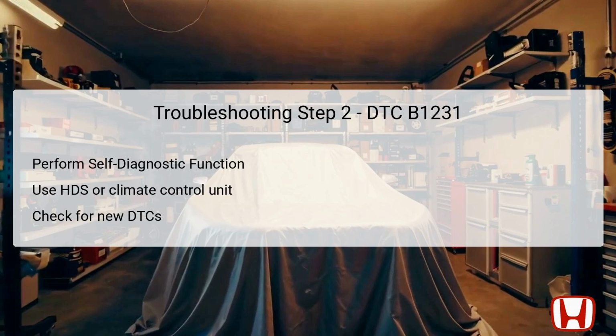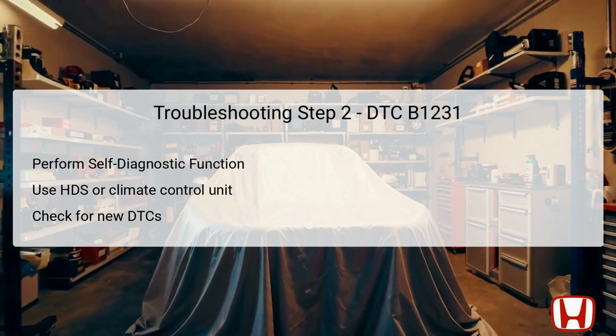In the second troubleshooting step, execute the self-diagnostic function using the Honda Diagnostic System, HDS, or through the vehicle's climate control unit. This function assesses the condition of various components in the climate control system to identify any existing faults. Following this diagnostic, you must check for any new DTCs.